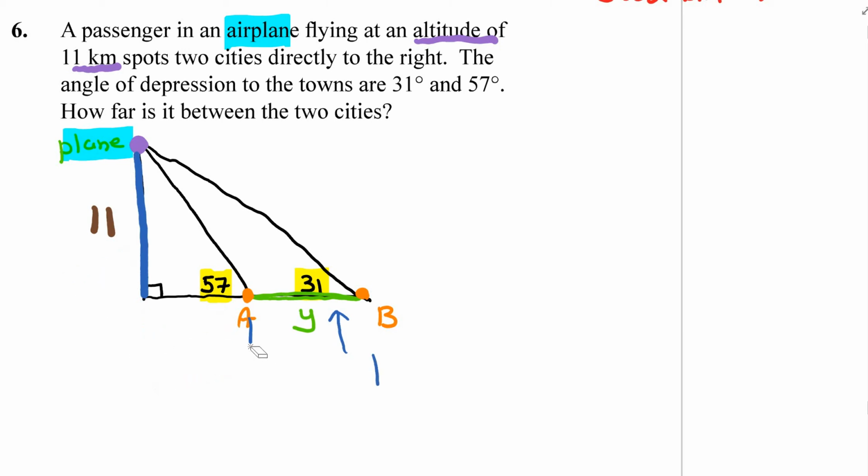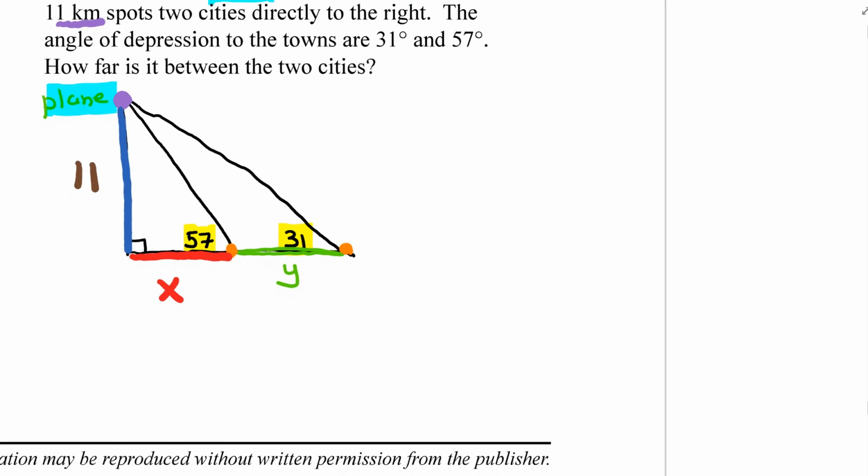Okay, all right, so from there on, our goal is to find out how far it is between the two cities, so I need to find the value of y right there. So there's my diagram set up, and let me label this diagram by putting an x here as well. So x is this red distance right there. Once we have that set up, we can start solving this problem in a similar fashion to what we did in the previous problem.